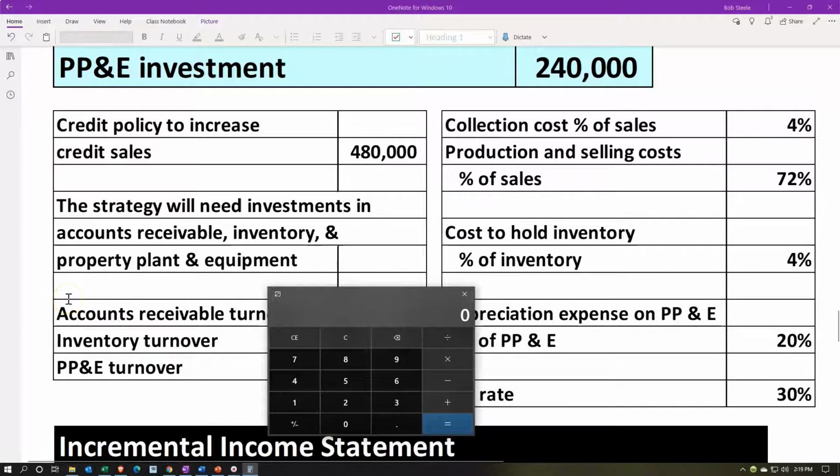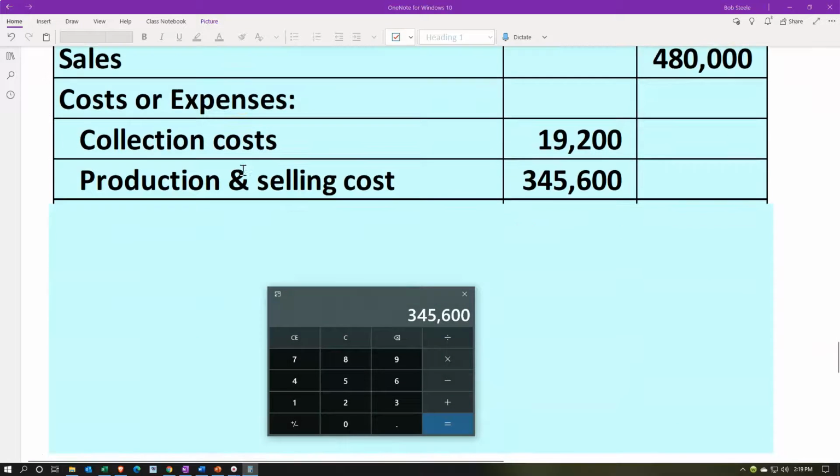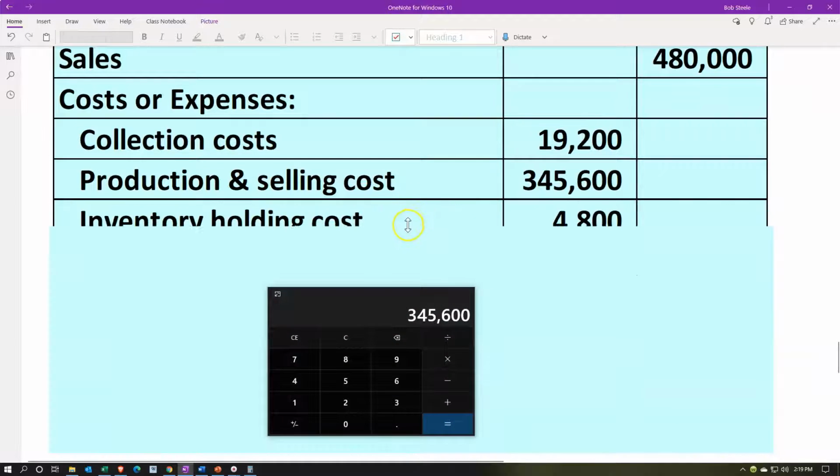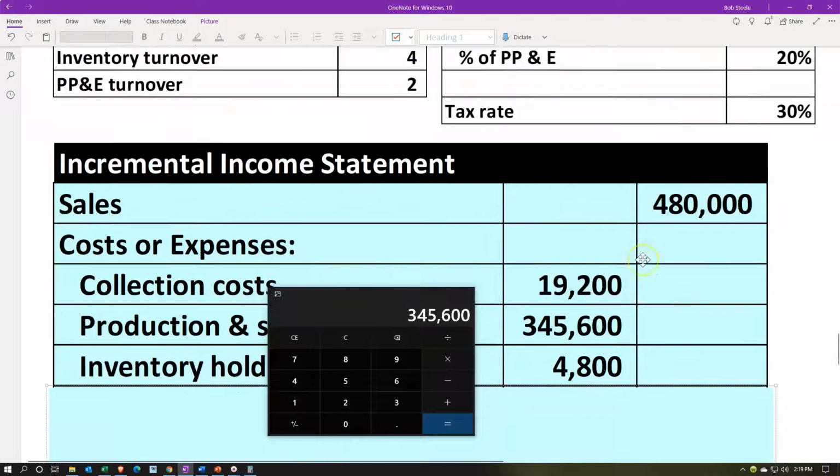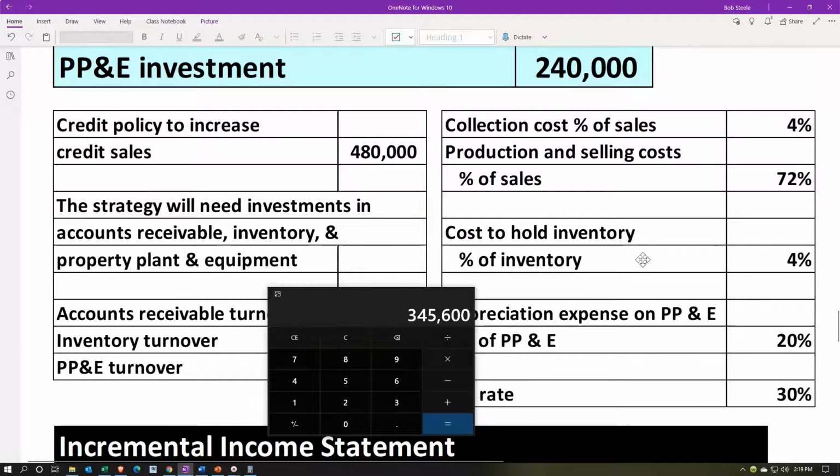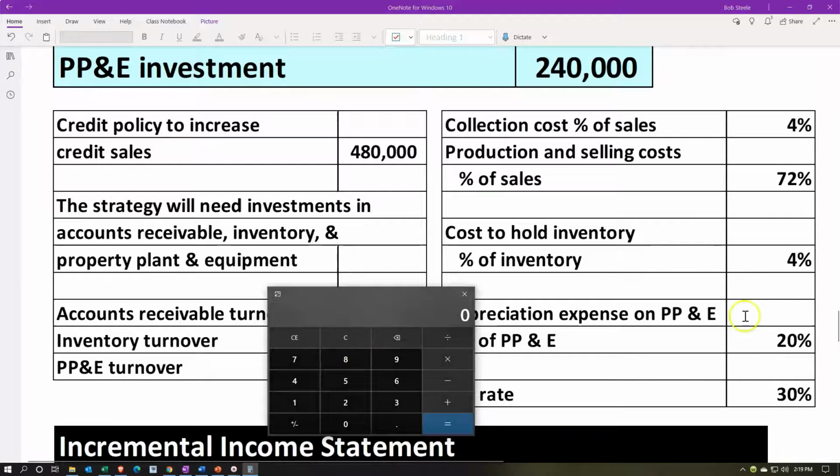So we're going to say then we got the 480,000 divided by the 0.72. That's going to be the 345,600. Then we have the inventory holding costs because now we had an increase in the inventory. It's going to cost us to hold on to that inventory, which we believe is going to be 4%. This time 4% of the inventory.